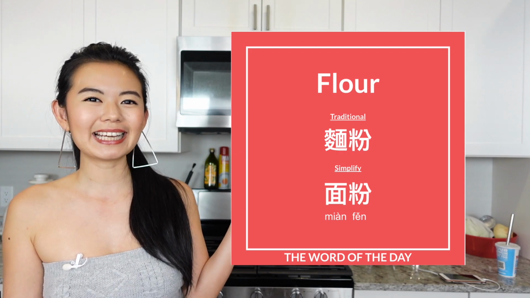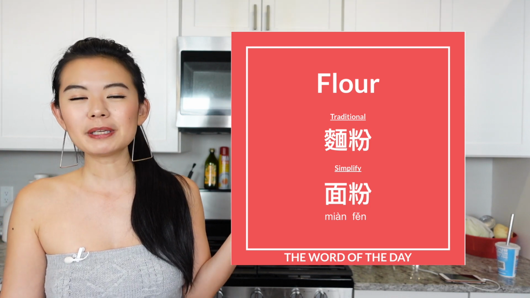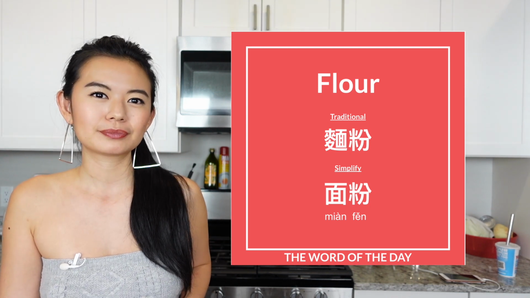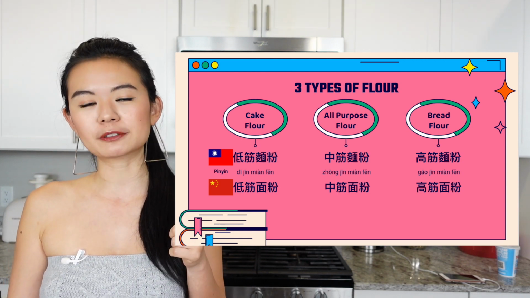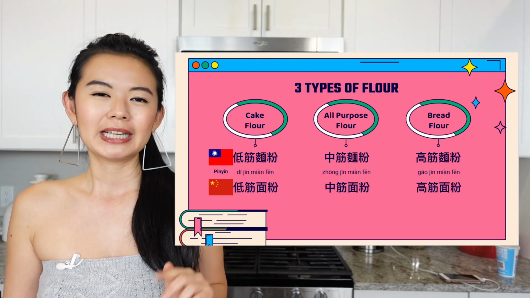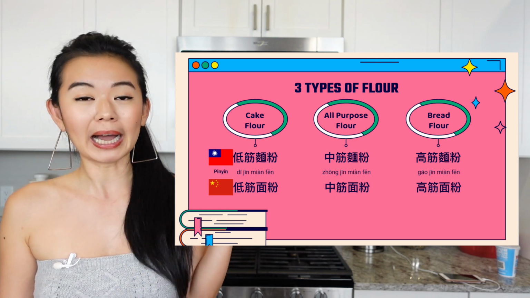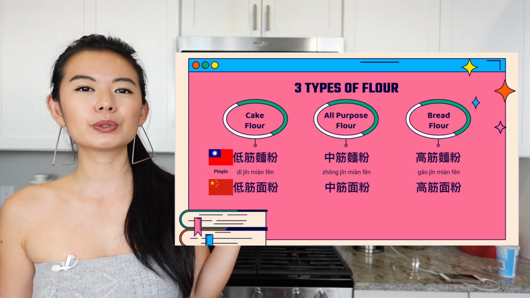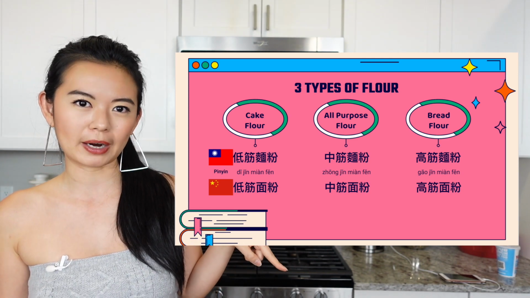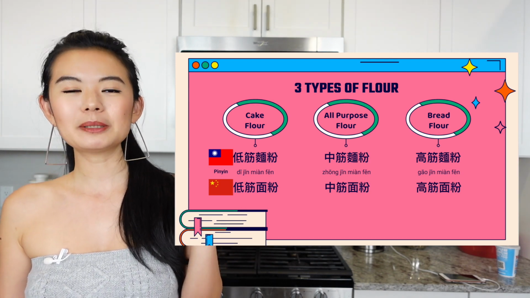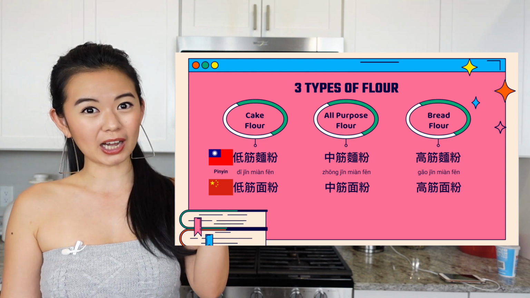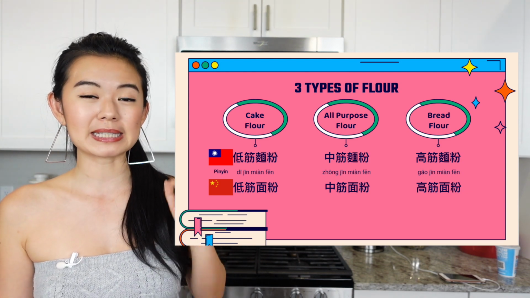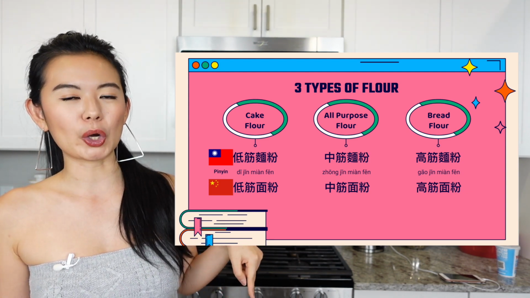The word of the day today is 面粉. 面粉 means flour. And today we introduced three types of different flour for you: the cake flour, all-purpose flour, and also the bread flour. In Chinese, we simply call them the high gluten flour, medium gluten flour, and low gluten flour. And the character 筋 means gluten. And the first character of each flour, 高, 中, 低, means high, medium, and low.